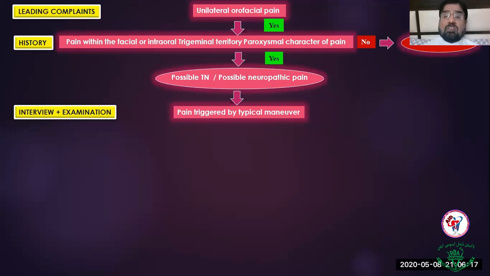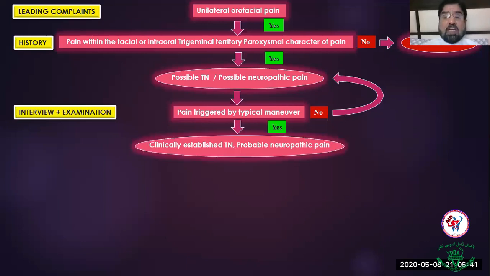But if it is not there, then what are you going to do? You are going to take the history again, and you will stress whether the history is complete or not. You have missed something: why does the patient have no pain evoked by the typical maneuver you are doing? Then you have to go back to the history. But if there is the trigger point and you get the right diagnosis, then what is going to happen?